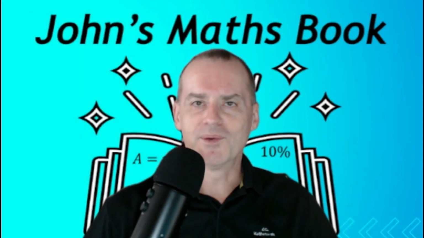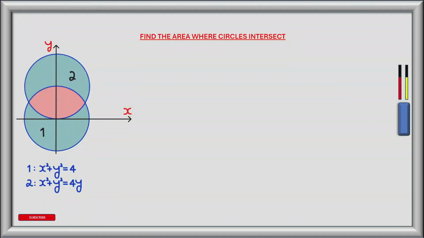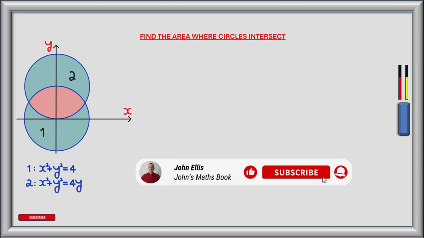Without further ado, let's go over to the whiteboard. In this exercise, we have two intersecting circles labelled here as circle 1 and 2. The region of intersection is shown in red. We are tasked with finding the area of the red region of intersection using double integrals and polar coordinates.